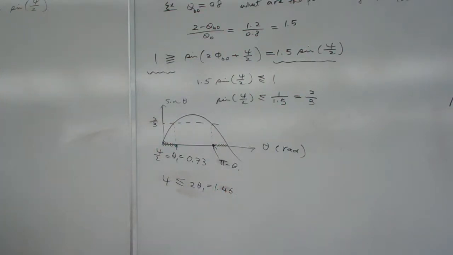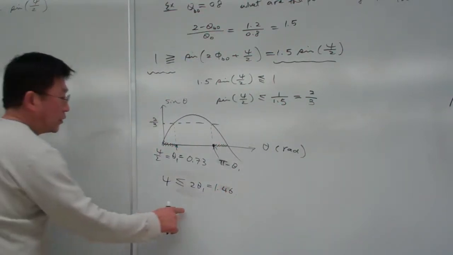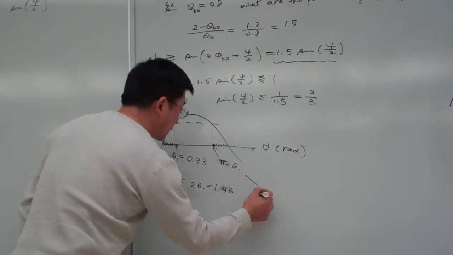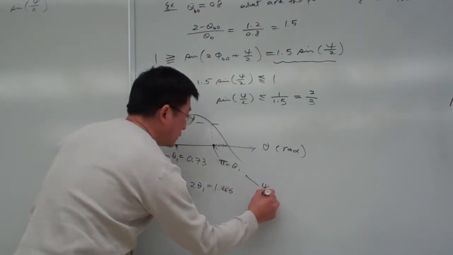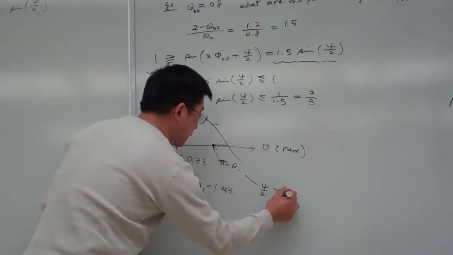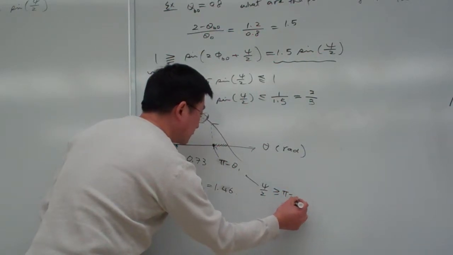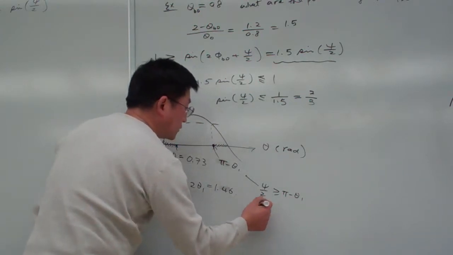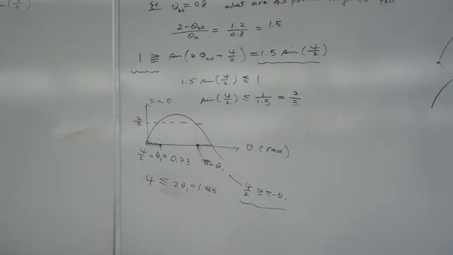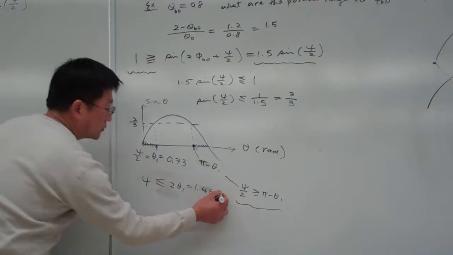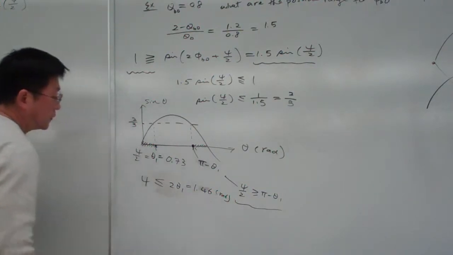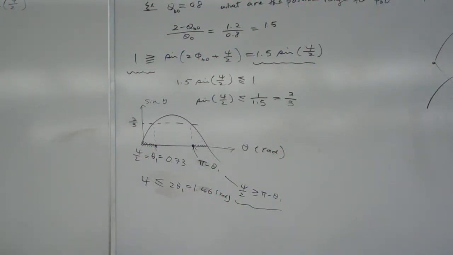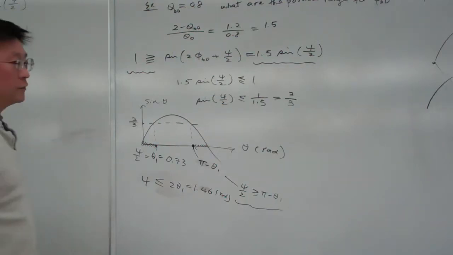Okay, let me take this one. And also on the other side, V over 2 is greater than pi minus theta 1. From this one, we'll leave it for this moment. This is in radians. So from here, we have the two pieces of information.